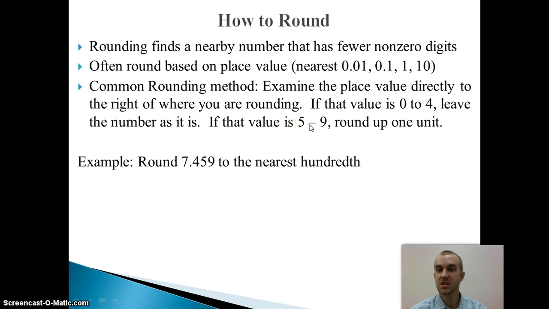One unique aspect is if you're in engineering and that number to the right is a 5, they will round to the closest even number. But that's primarily in engineering. Everywhere else, this is the primary rule we're going to use.